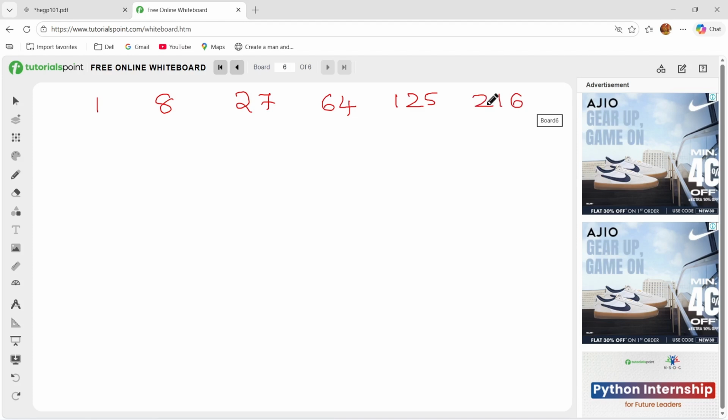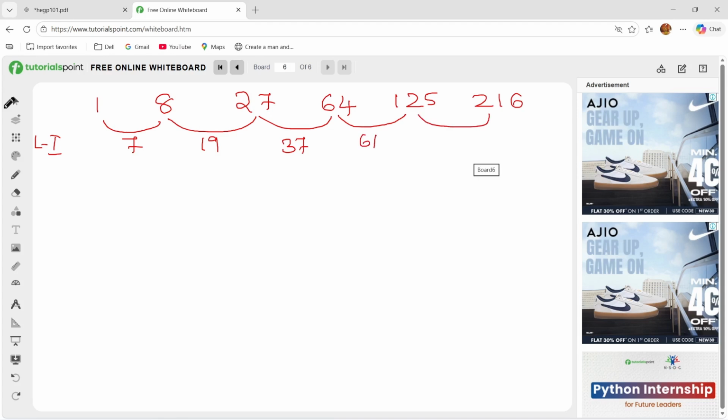Now what is 8 - 1? Level 1. This is level 1. We got 7. What is 27 - 8? 19. Next, which is 37. Now what is 125 - 64? You will get 61. Now what is this? This you will get 91.